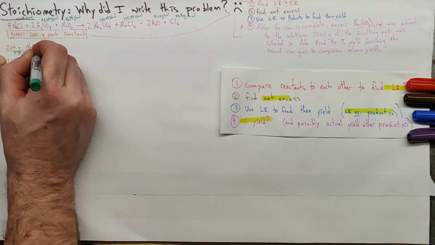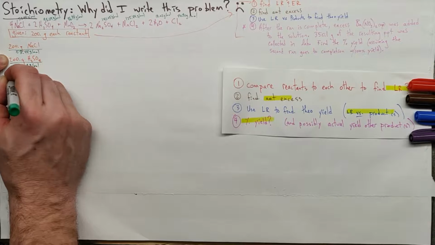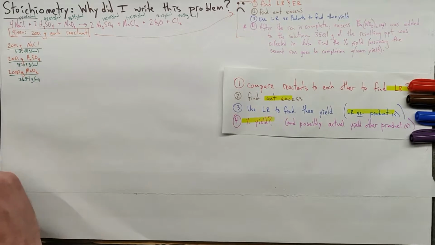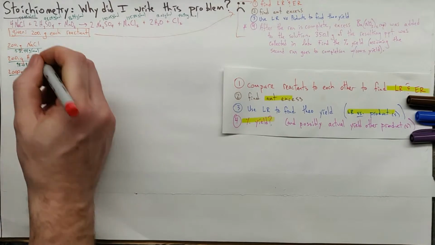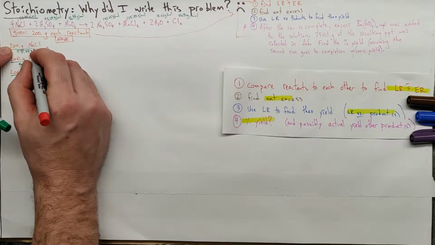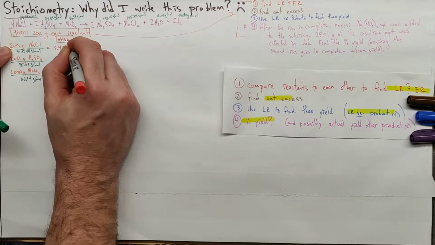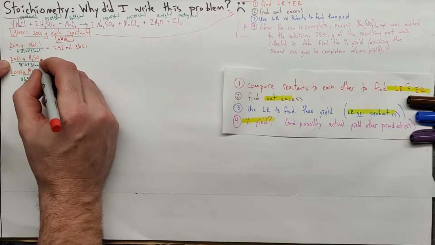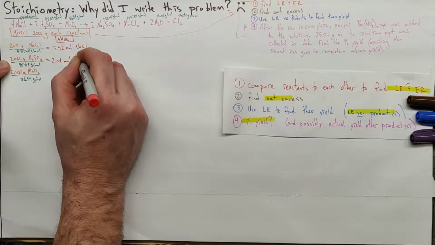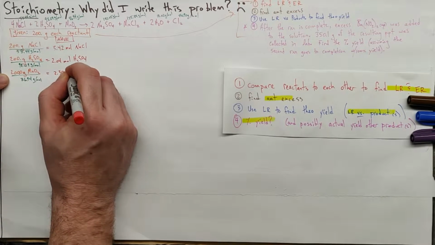58.44 grams per mole, 98.09 grams per mole, and 86.94 grams per mole. And this will get us our half amounts that we're going to start with to do our comparison. In the case of the NaCl, we have 3.42 moles. In the H2SO4, we have 2.04 moles. And in the case of the MnO2, we have 2.30 moles.